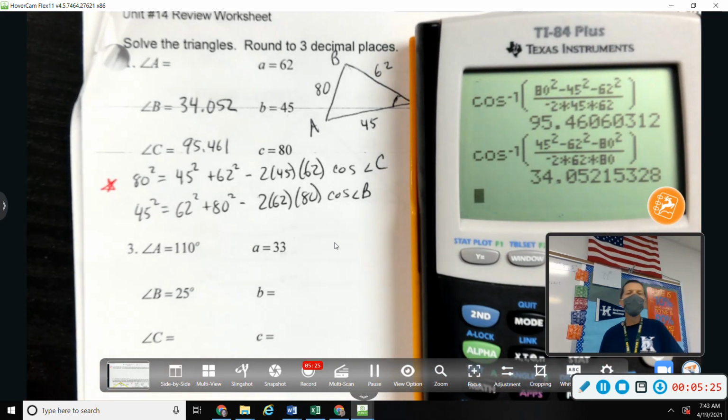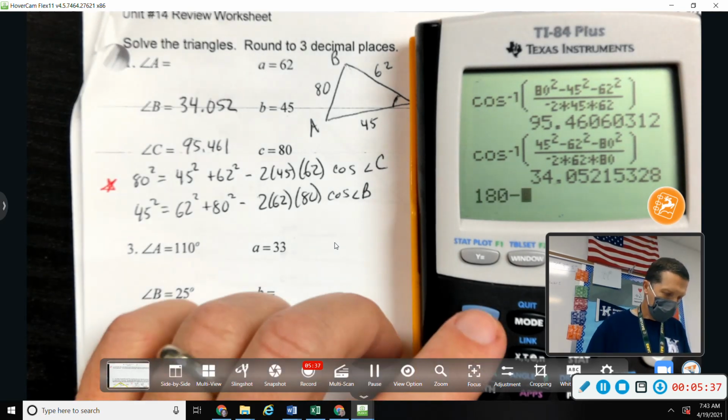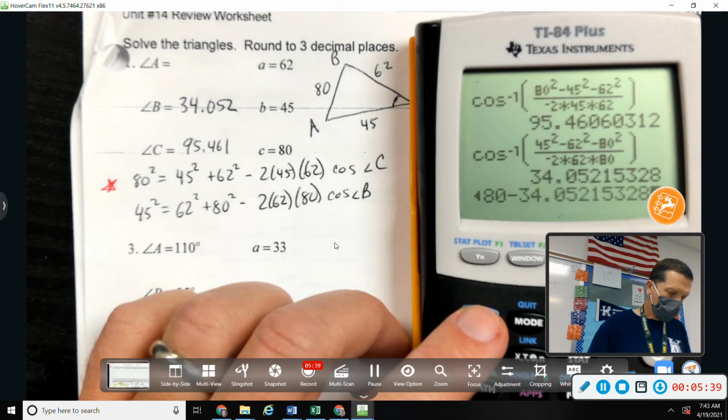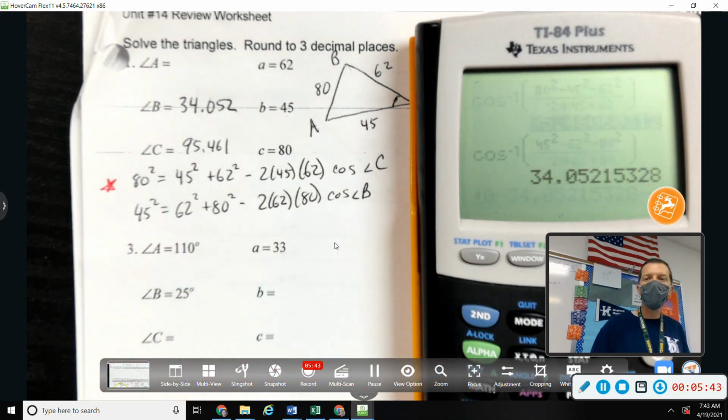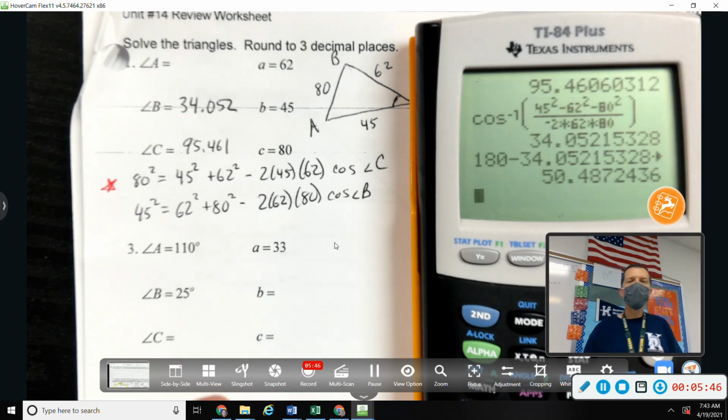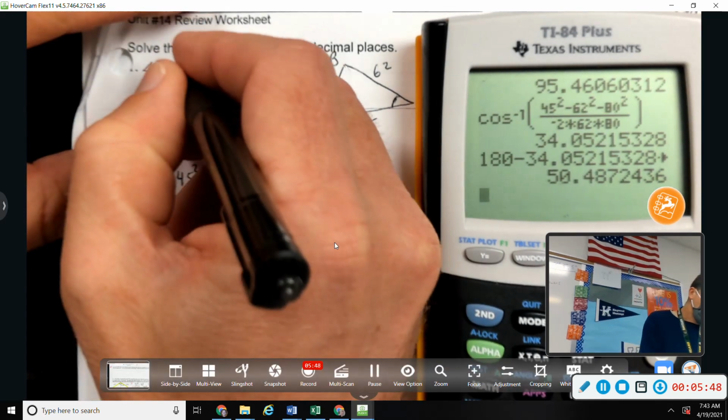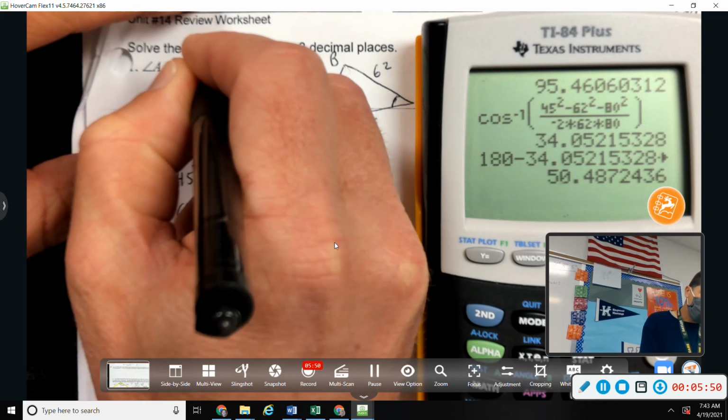54.052. And I guess if you really wanted to go all out, you could do law of cosines for angle A, and then make sure they added to 180. Most people aren't going to do that. They're just going to subtract from 180. And you can scroll up and use the values that are already there. 50.487.